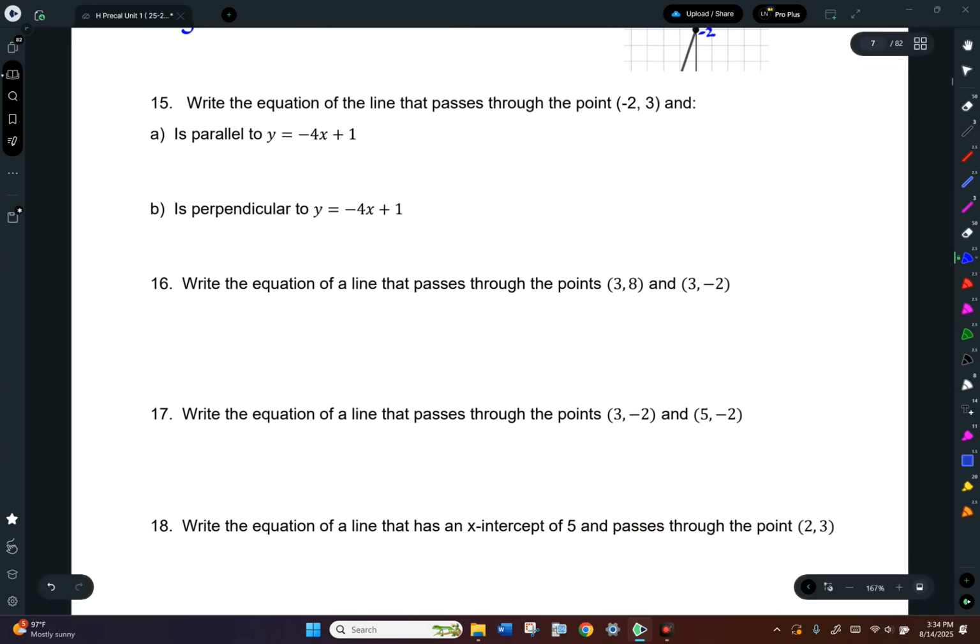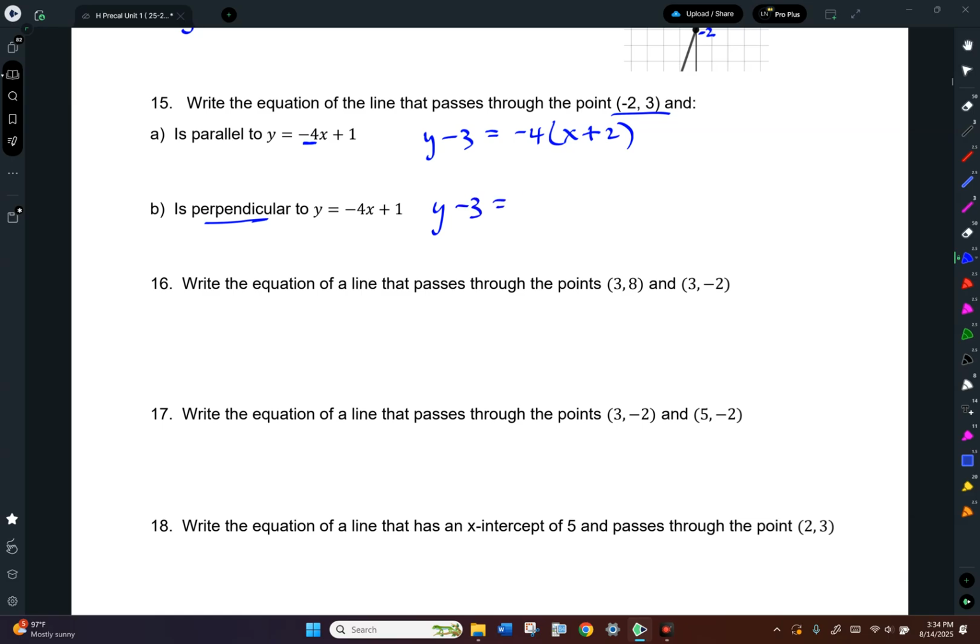Okay? Number 15, write the equation of a line that passes through the point negative 2, 3, and is parallel to this line. Well, if it's parallel, don't we want the same slope? So I'm just going to use negative 4, but I'm going to use it with this point. So y minus y1 equals m, and then x minus negative 2. Now, letter B is saying, hey, use that same point up above, but this time I want perpendicular. So instead of a slope of negative 4, we're going to use positive 1/4. Still the same point though, so y minus 3, now we're using positive 1/4, and then x plus 2.